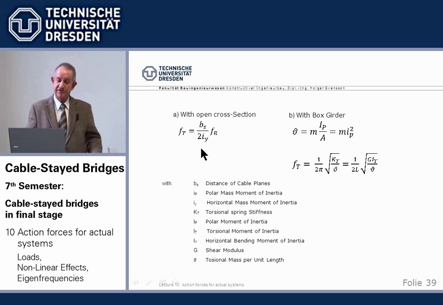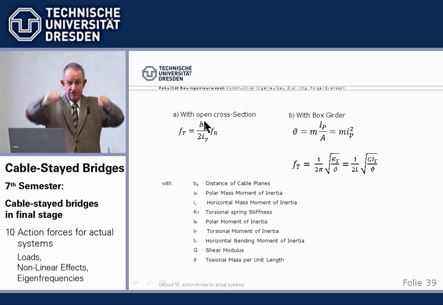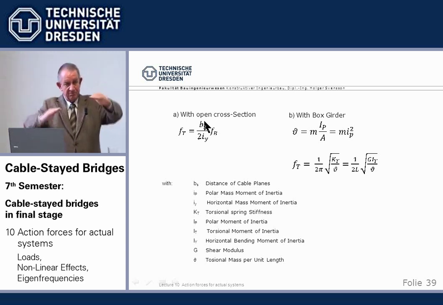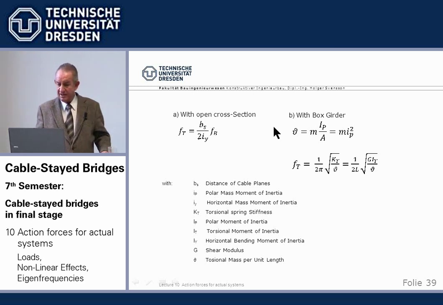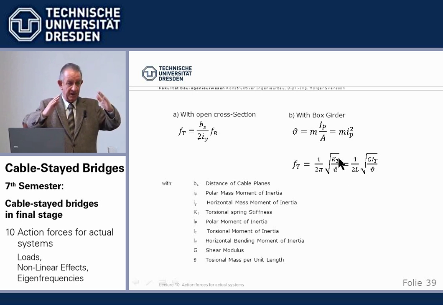Well, if we have an open cross-section, we neglect the small torsional stiffness, torsional inertia. We just do as if only the two outer cable planes act as a couple and keep the beam from collapsing. And if we have a box girder, then we neglect the support of the two outer cable planes. These are approximations always. And just calculate as if we have a central cable plane only.